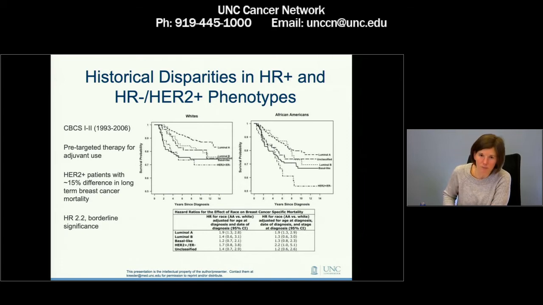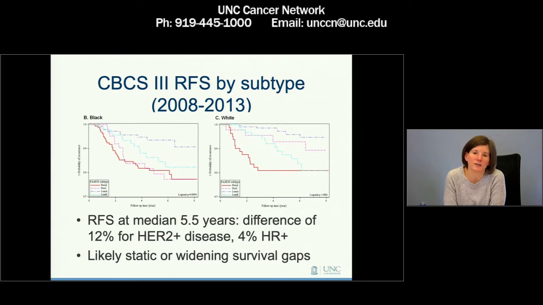And if we look at newer data from the Carolina Breast Cancer Study, phase 3, we'll see happily that HER2-positive disease among white women, which is the pink line here on the right, has moved up to a much better survival probability. So that curve has moved up and to the right, which is what we want to see with survival curves. And that, we believe, is the result of better biologic targeted therapy.